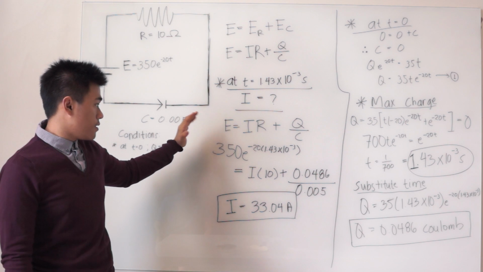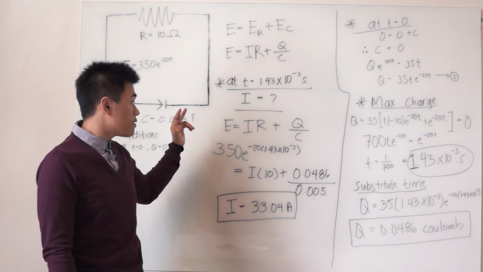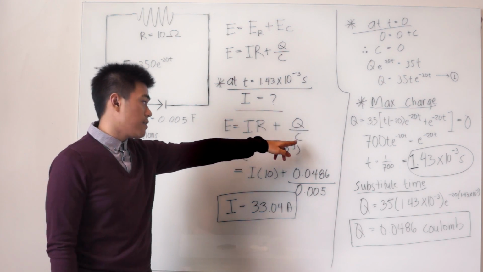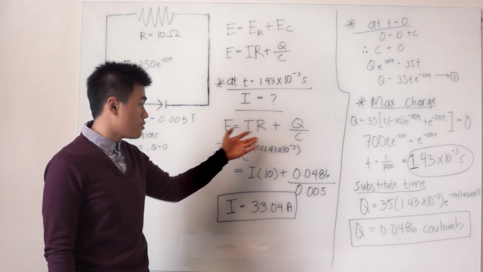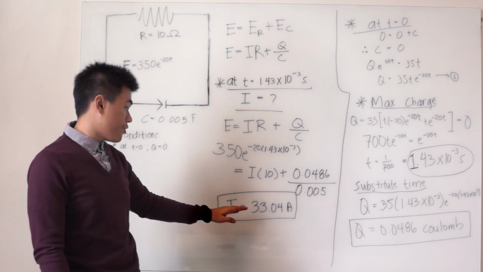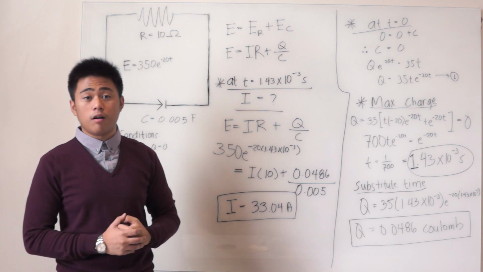For this problem, we also need to solve for the current when the charge is at maximum. So we use this equation, E equals IR plus q/C. Since we already have the EMF, the resistance, the charge and the capacitance, we just substitute all our values, and we will get a current of 33.04 amperes. And so this is how we solve our problem.